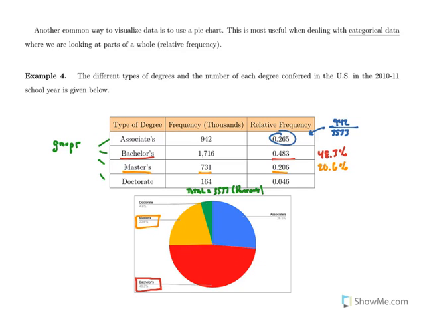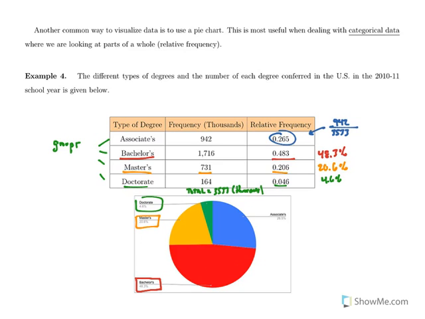We could go on and on there, right? The doctorate is 4.6%. Label that there. That's going to be just 4.6% of the circle. And the pie chart is a nice way to visualize the parts of a whole. But to do it when we only have categorical data, a histogram would not work well here because the bottom would not be numbers, and that's what we need for a histogram. We could do a bar chart, that's fine, but it's nice to do a pie chart as well.